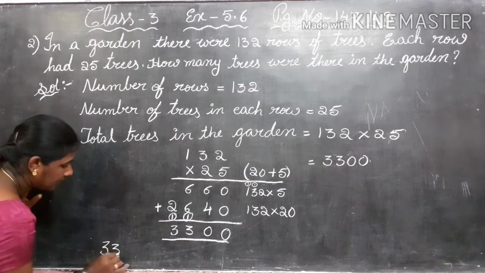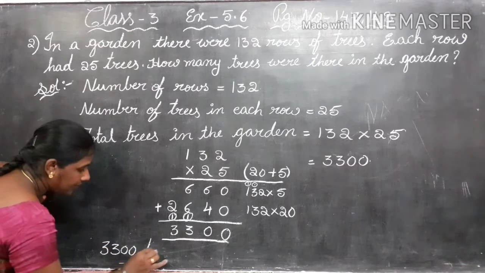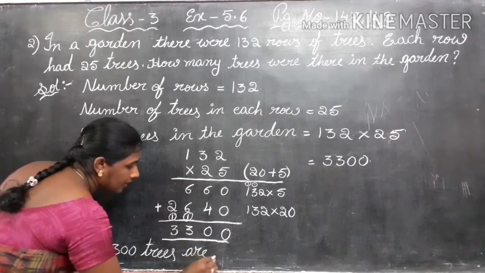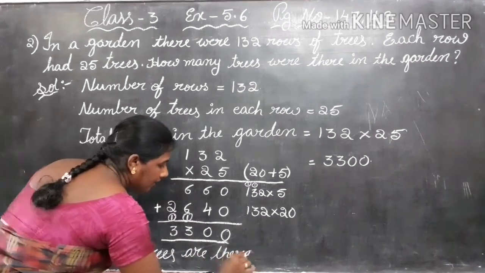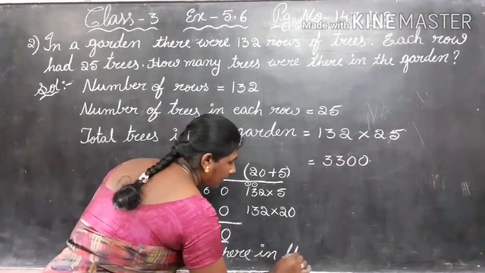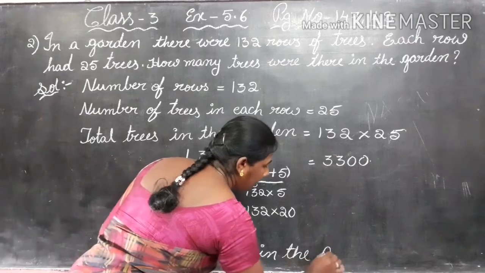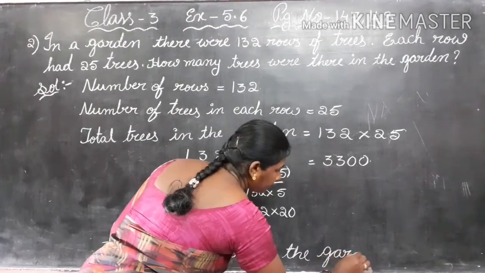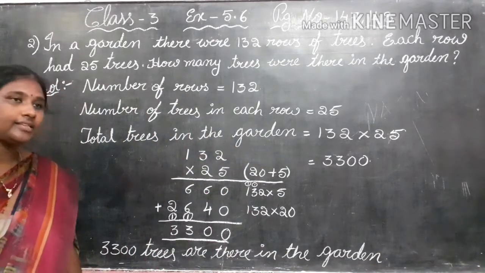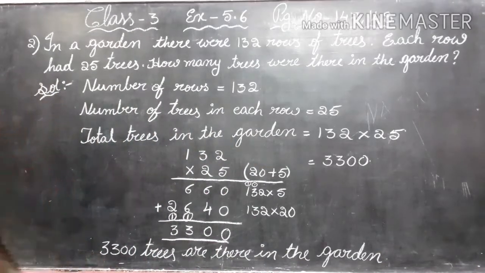Three thousand three hundred trees are there in the garden.